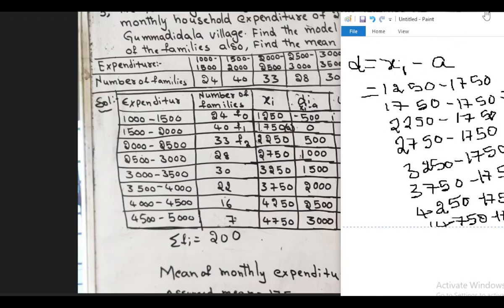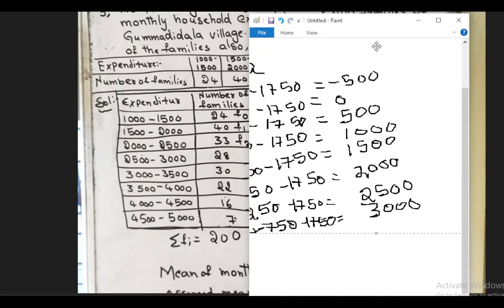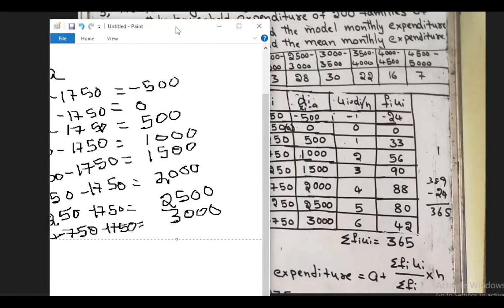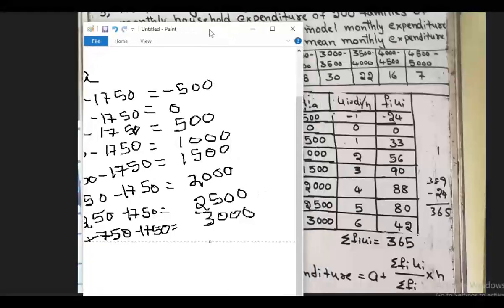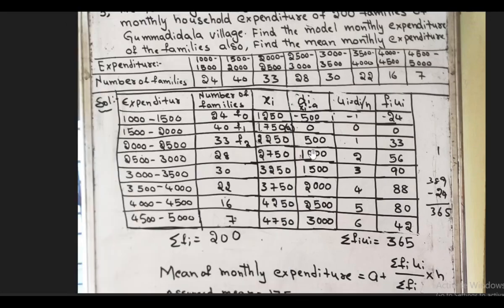So please check the deviations here. Minus 500 is the first class deviation. The next class deviation is 0, then 500, then 1000, then 1500, then 2000, then 2500, then 3000. If you observe, from the class midpoint to deviation, the data is reduced somewhat. Still the data is in large size.